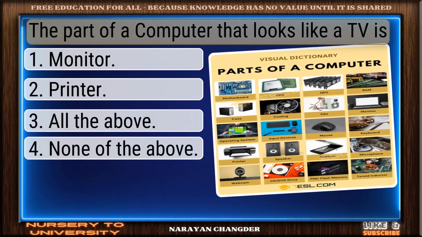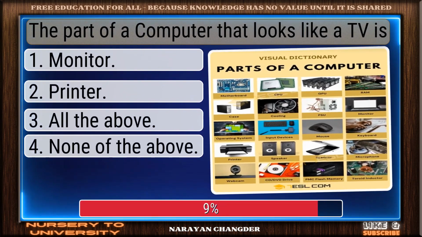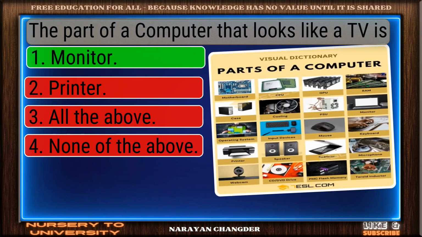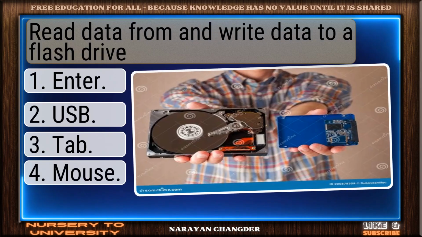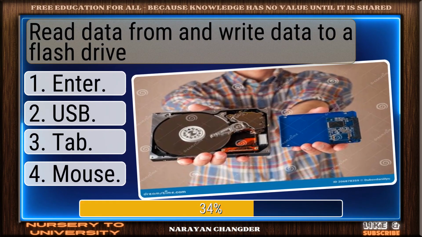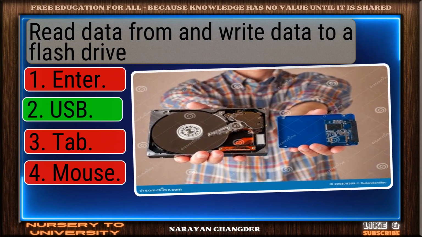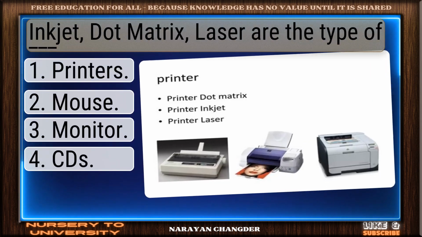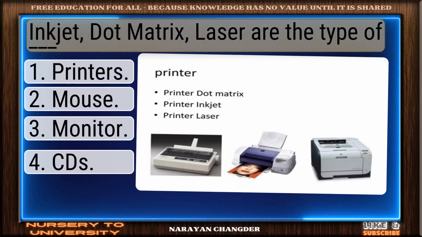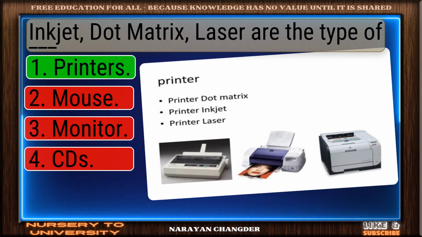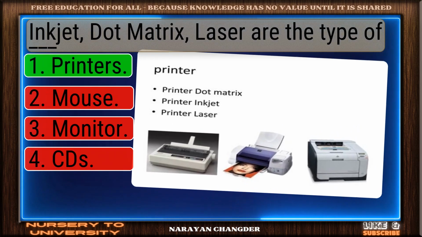The part of a computer that looks like a TV is... You got it. Your choice monitor is right. Read data from and write data to a flash drive. Well reasoned. USB is the correct choice. Inkjet, dot matrix, laser are the types of dash. Solid response. Printers is a valid choice.